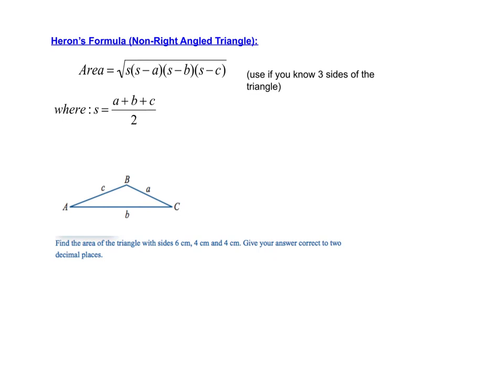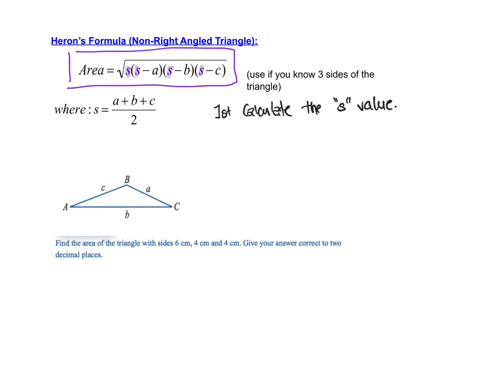So Heron's formula is, if you look, here's the formula for the area, and you can see that it has this S in the formula. So first of all, you've got to calculate S. So you might want to write that down. First, calculate the S value. Okay, and how do you find the S value? Use this formula here. You add up all the sides and divide by 2.